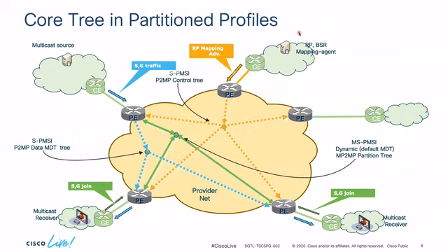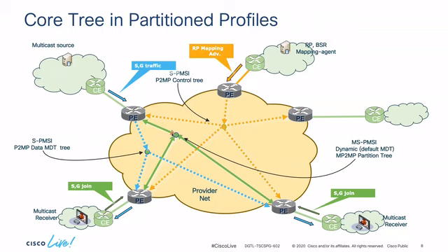The partition-based profile is a bit different. It may also have a default tree, but this default tree is not MI-PMSI. It is MS-PMSI, so it is selective PMSI. At the beginning, if we don't have any interested receiver on those PEs, then we will not have this default tree. But whenever we have an interested receiver, like the PE receives an S,G join or star,G join, then this egress PE will trigger the creation of this MS-PMSI, and then we join this core tree PMSI.